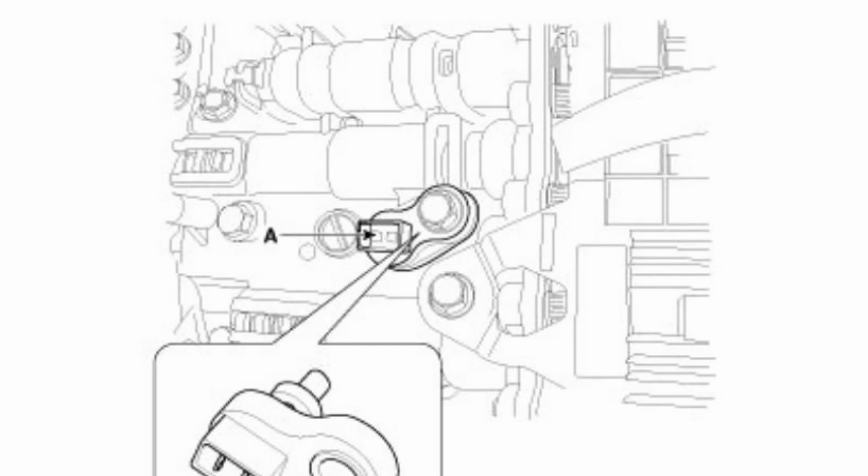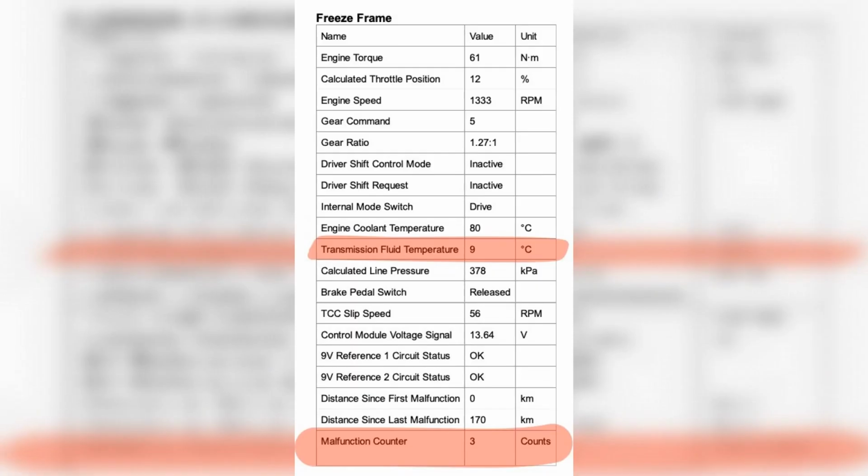In conclusion, understanding fault code P0711 is crucial for maintaining your vehicle's transmission health. This code indicates an issue with the transmission fluid temperature sensor circuit, which can lead to performance problems if not addressed. Regular diagnostics and timely repairs can prevent further complications and ensure your vehicle operates smoothly. If you encounter this code, consider consulting a professional to accurately diagnose and resolve the issue.